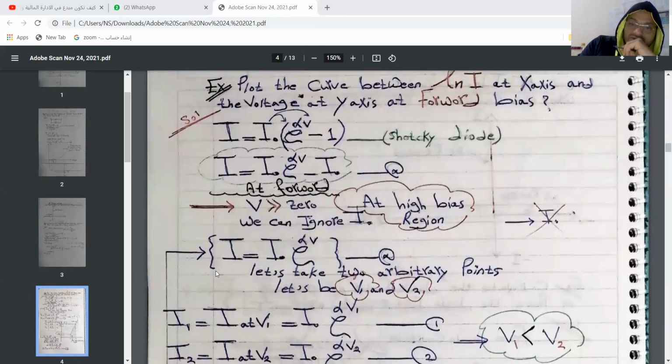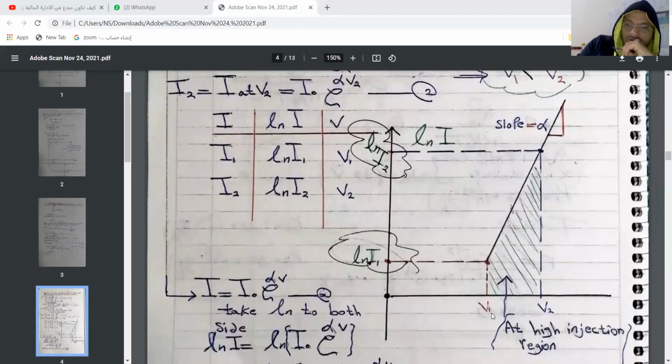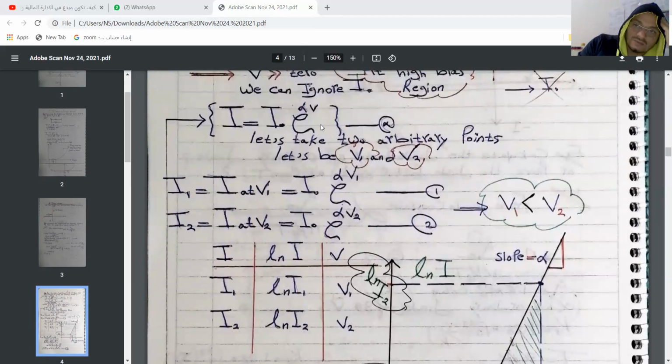Let's take two arbitrary points. Let's be V1 and V2, like here, V1 and V2. And sure, V2 will be bigger than V1. We have I1, I2 will be lnI1, lnI2, sure, with V1, V2. That's mean by using the same equation at forward bias will be I1 equal I naught exponential diode constant V1, and I2 equal saturation current exponential diode constant V2.